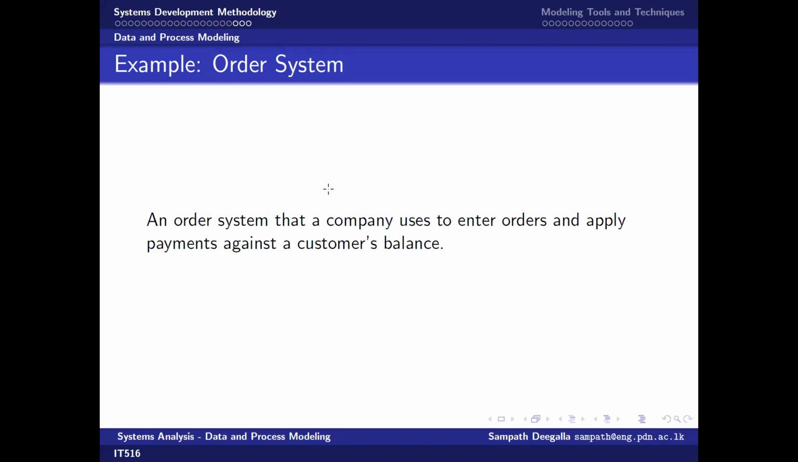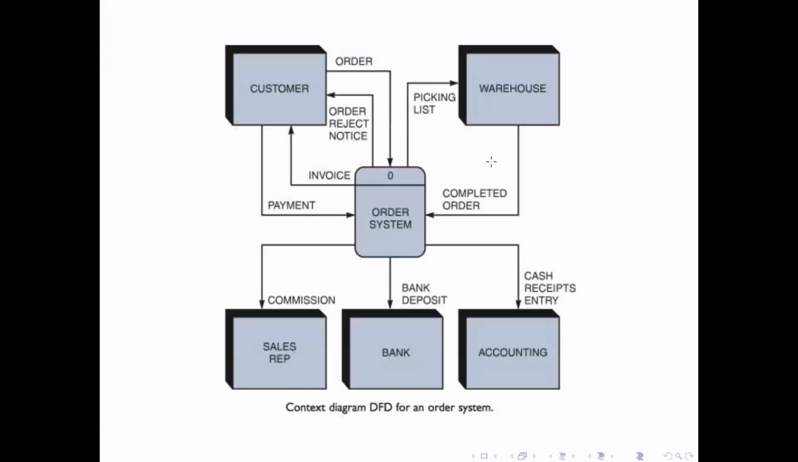In this example, we see an order system. Again, the context diagram starts with 0. Then you have a list of entities which interact with the ordering system: customer, warehouse, sales rep, and bank accounting. So in this one, let me explain the process.